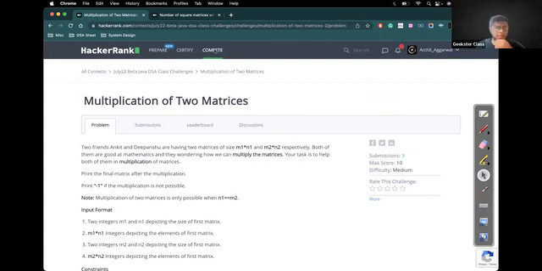I will not be able to speak louder today because I am having a little fever and also cold and cough. So majorly we have one problem for today, which we have to practice, which is matrix multiplication.